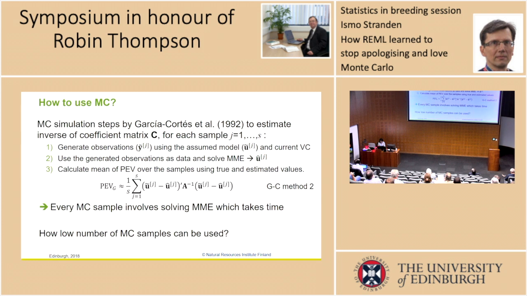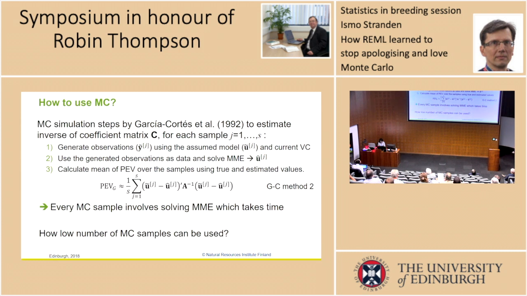And so we can use this for the prediction error variance. We have the true breeding values, we have simulated them, and we have the estimated breeding values. And then their quadratic sum gives the prediction error variance, given those variance components that we have at this moment.